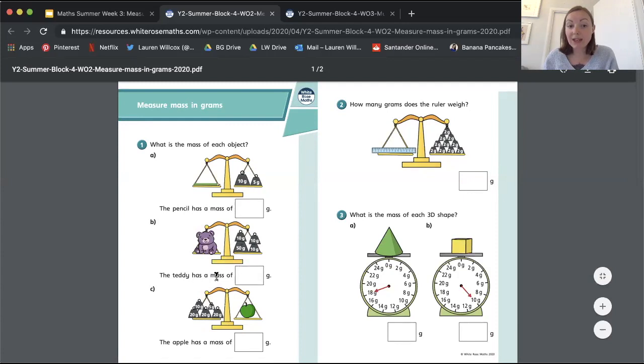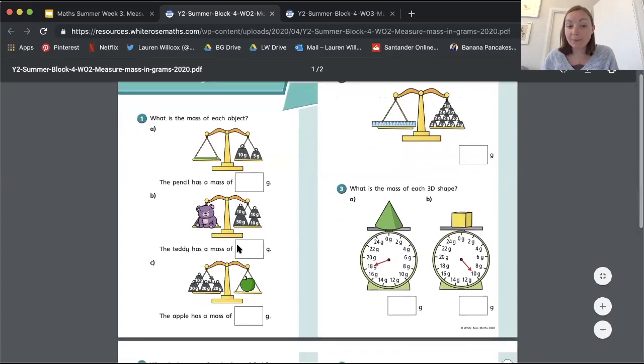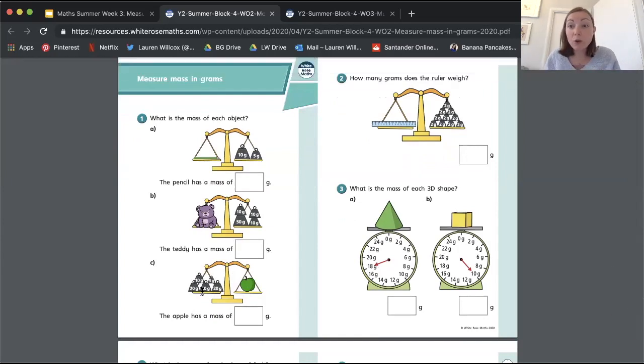So the teddy has a mass of, have a look at what these would be added together. Same for the apple. You've got a 5 gram weight, a 10 gram, and some 20 gram weights. Again, on your piece of paper or using your fingers, counting in tens, you might want to add those together. And the apple has a mass of grams.